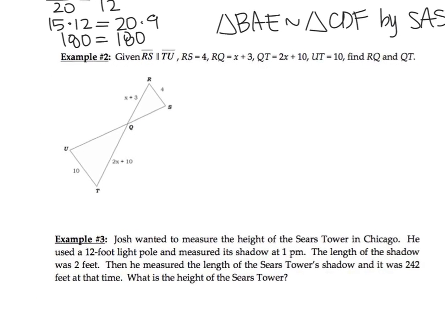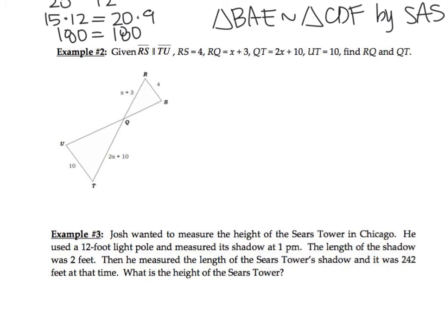In our second example, we're given that RS is parallel to TU, RS is 4, RQ is x plus 3, QT is 2x plus 10, and UT is 10. We want to find RQ and QT. So first we have to determine whether our two triangles are similar, because if they're similar, then the corresponding sides will be proportional, and I can use that to solve for the side lengths.